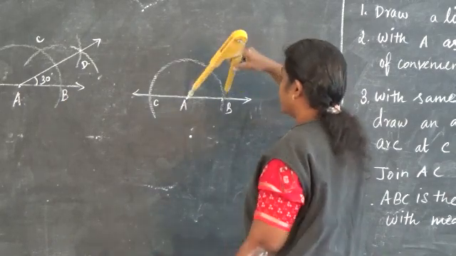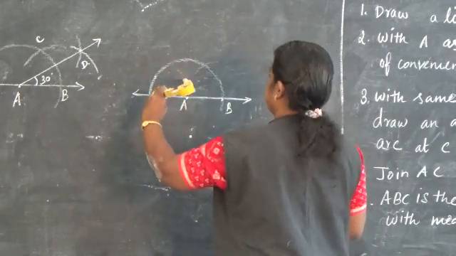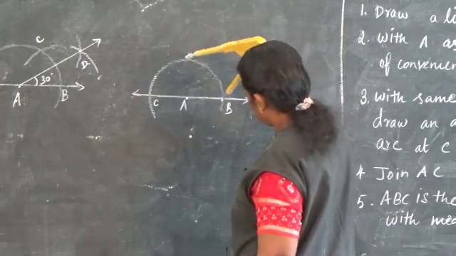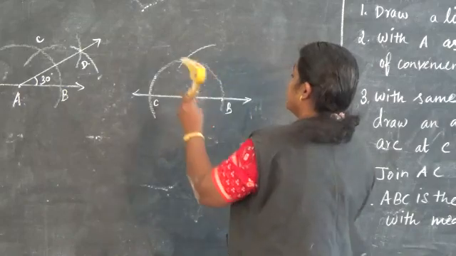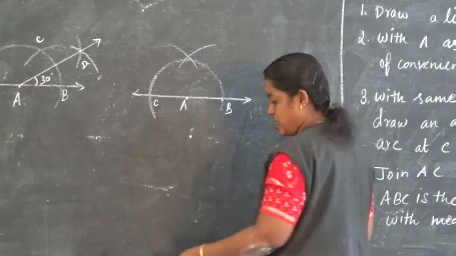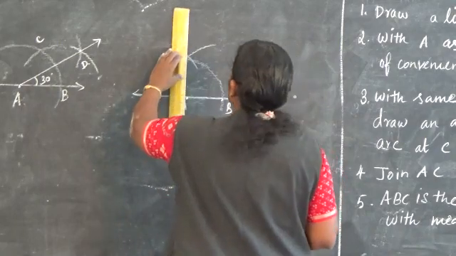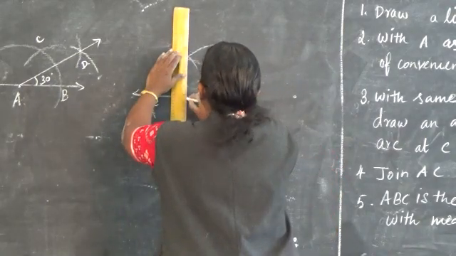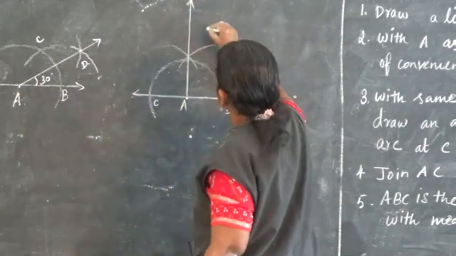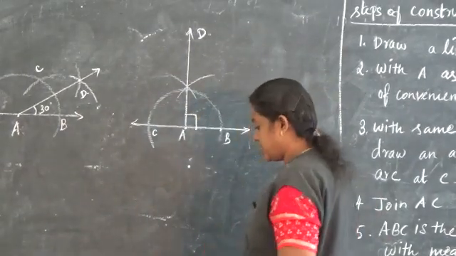or else you can take more than half, or else the same measurement. B as a center, draw the arc, C as a center, draw the arc. It is a perpendicular bisector. Likewise also we can draw a perpendicular bisector. Now join. AD is a 90 degree.